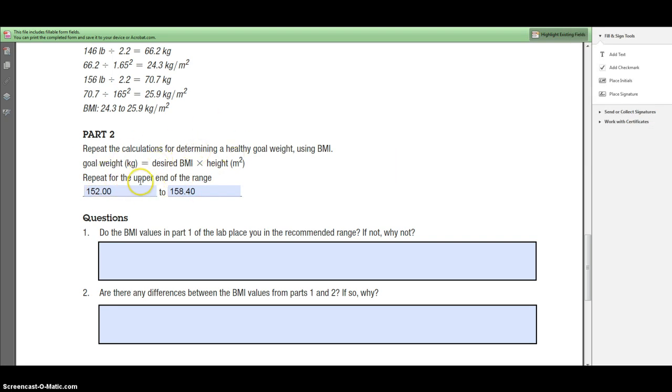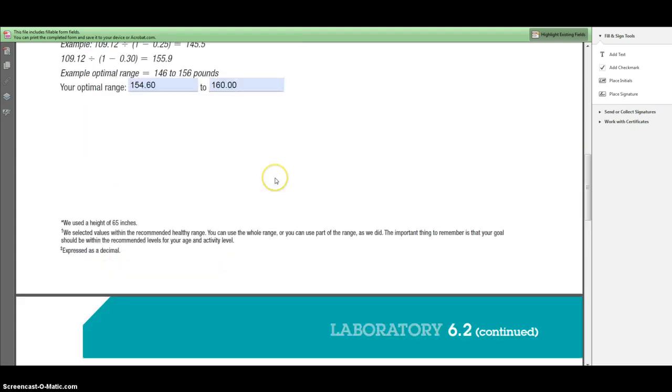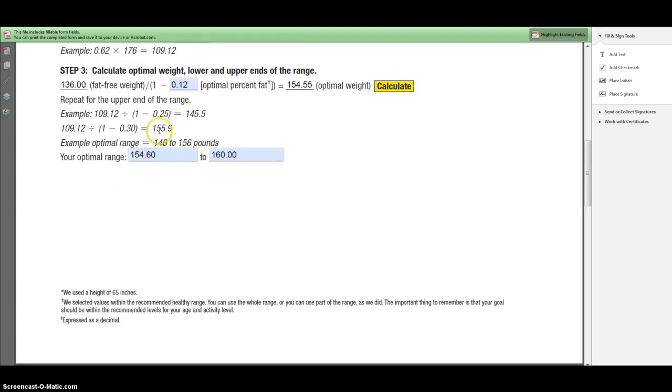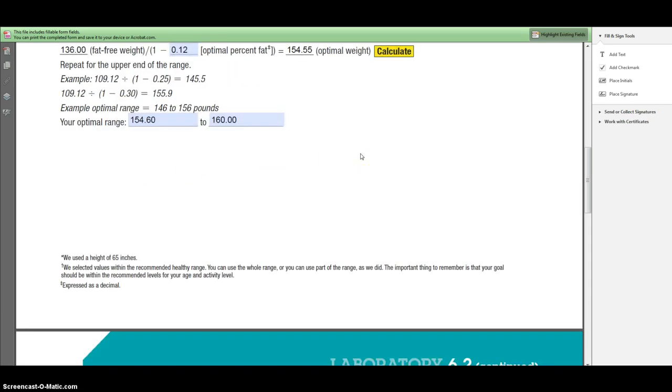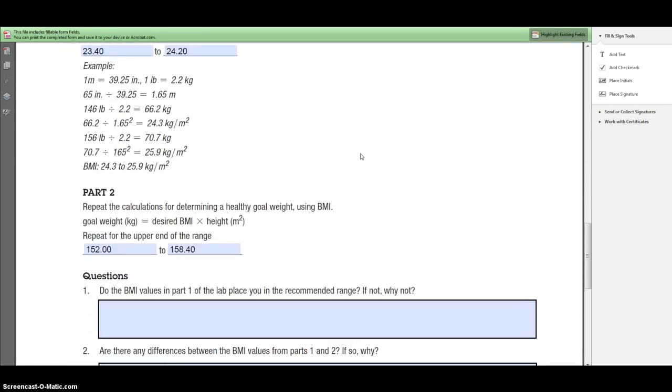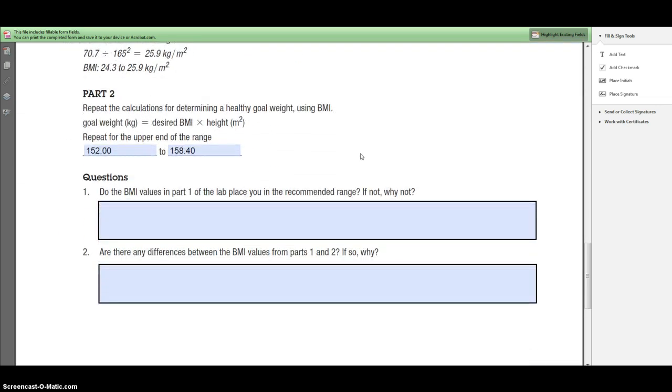So if I look at part 2 here, if I use my BMI to calculate my desired goal weight, 152 to 158, you're going to see that that's fairly consistent with what I calculated for my optimal weight using body fat percentage, so 154 to 160. That will not be the case for all of you. Some of you will find that those numbers are completely different, and that's because, for various reasons, and you should check out that information in your textbook to figure out what is the difference between calculating using the BMI and calculating using your calipers and determining your body fat percentage.